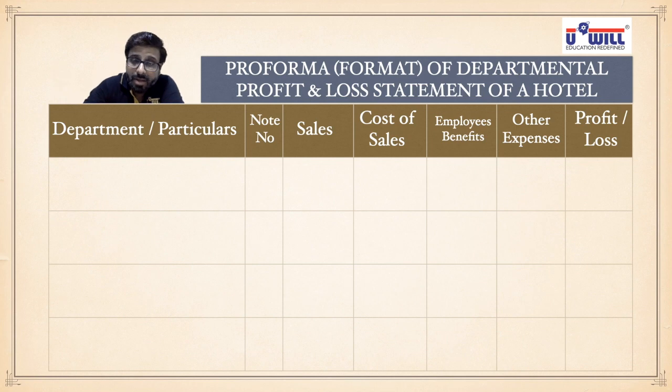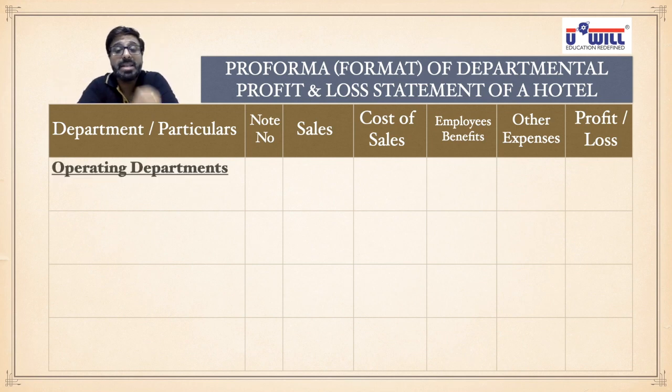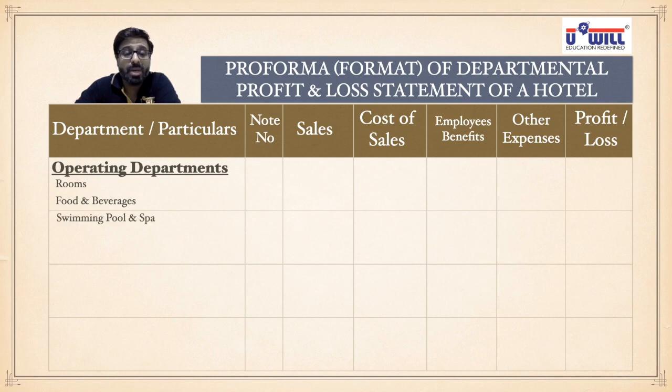So give the heading operating departments, means main departments of a hotel. Give the heading operating departments. In that we have rooms, down below that rooms, food and beverages, swimming pool and spa, game zone, rentals and other services.